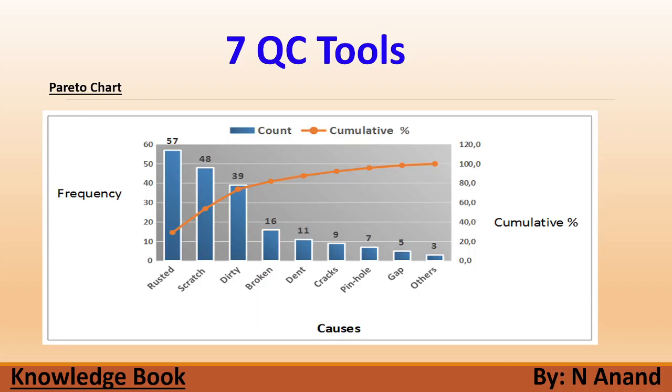Here you can see many problems are identified, and 80% of the problems lie in the first two issues. If we take action on the first two issues, then 80% of the problem will be solved, and the 20% problems will be solved by taking actions on the severity of that problem.